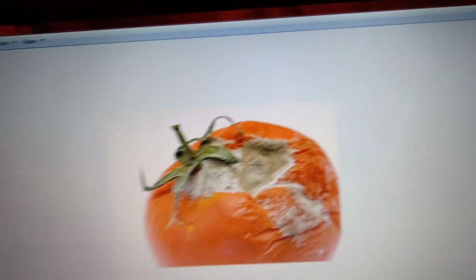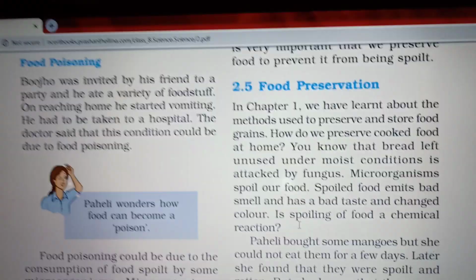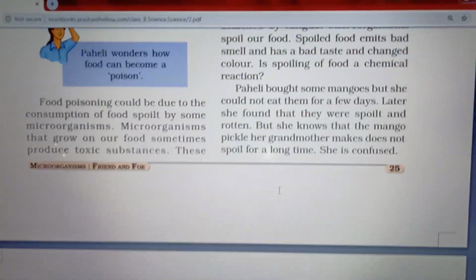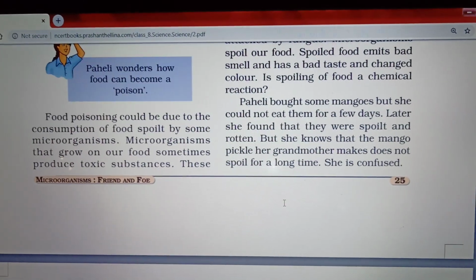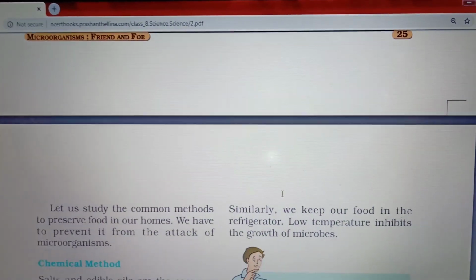Under food preservation, today we'll see about food preservation. Microorganisms spoil our food. Spoiled food emits a bad smell and has a bad taste. Let us study the common methods to preserve food in our homes. We have to prevent it from the attack of microorganisms.